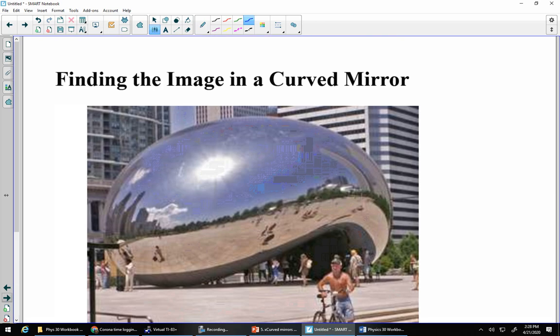Okay, next thing to look at, this is in Chicago. This is the Chicago Bean. It's a gigantic curved mirror, essentially.